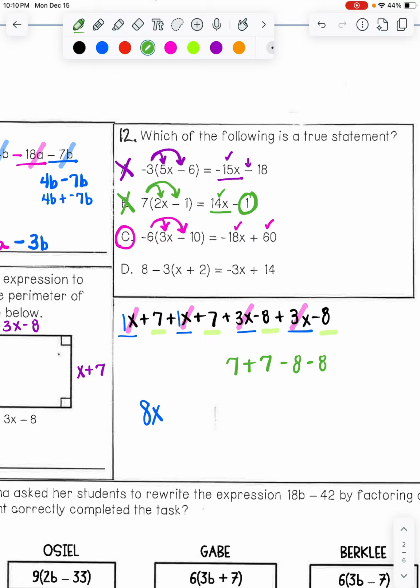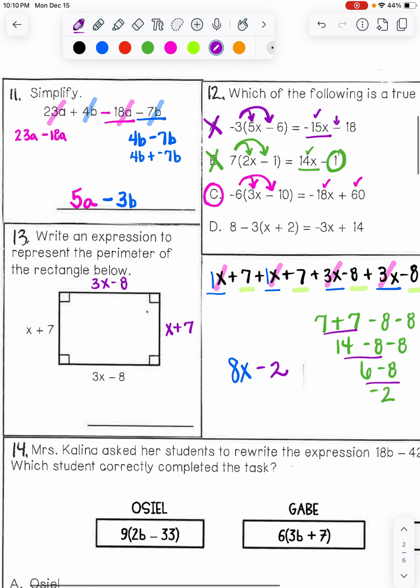Minus 8. So we know that's going to be 14 minus 8 minus 8. 6 minus 8, or negative 2. Make sure you're doing it from left to right, right? 14, 6, negative 2. So that's going to be minus 2. So the correct answer to write in the correct spot would be 8x minus 2 is the expression for that perimeter.